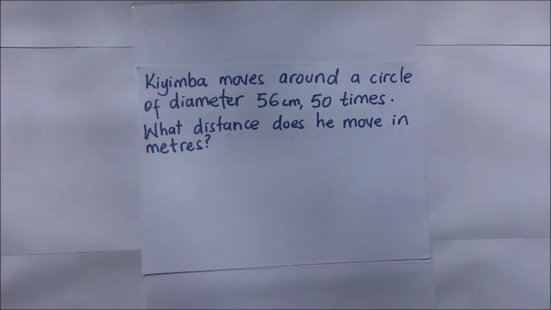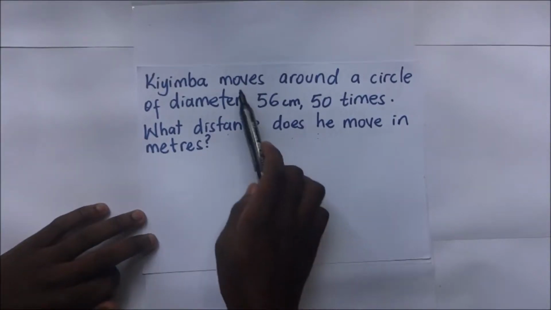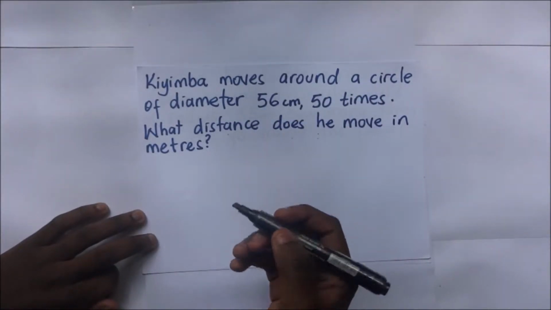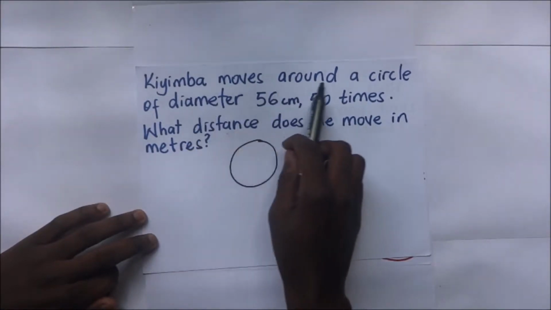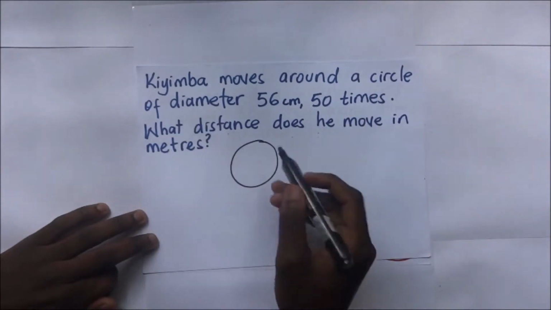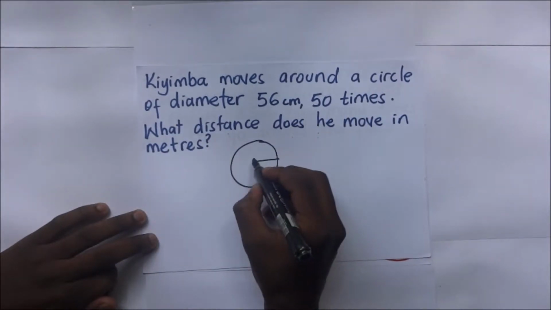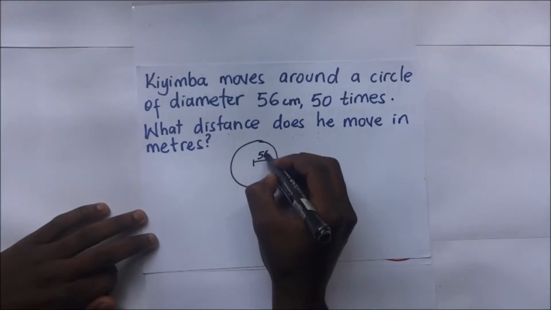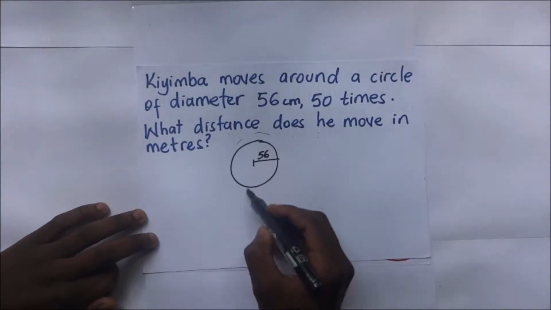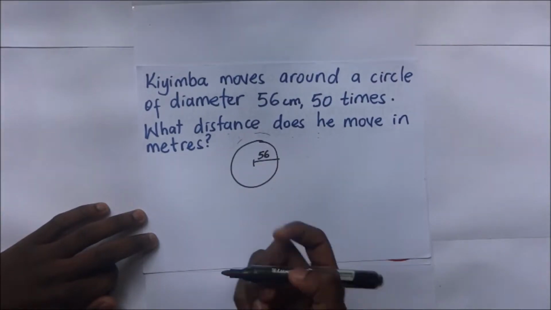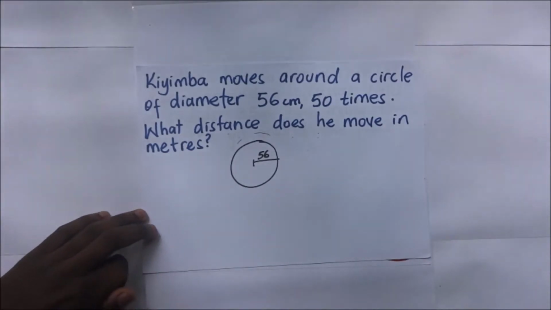Chimba moves around the circle of diameter 56 centimeters 50 times. What distance does he move in meters? So we are being told that Chimba is going to move around the circle 50 times. So this is the circle they are talking about. Chimba moves around this circle whose diameter is 56 centimeters. But he moves around it 50 times. So it means he's going to move around this circle circumference 50 times. So what distance does he move in meters?